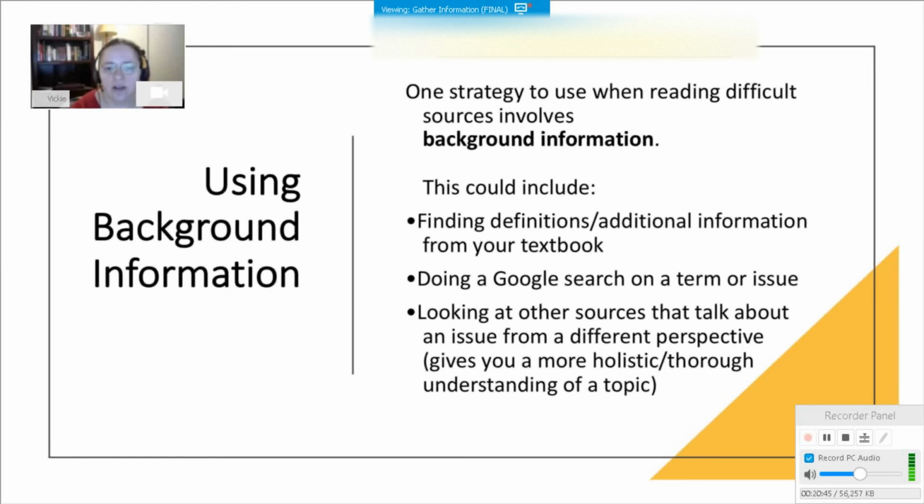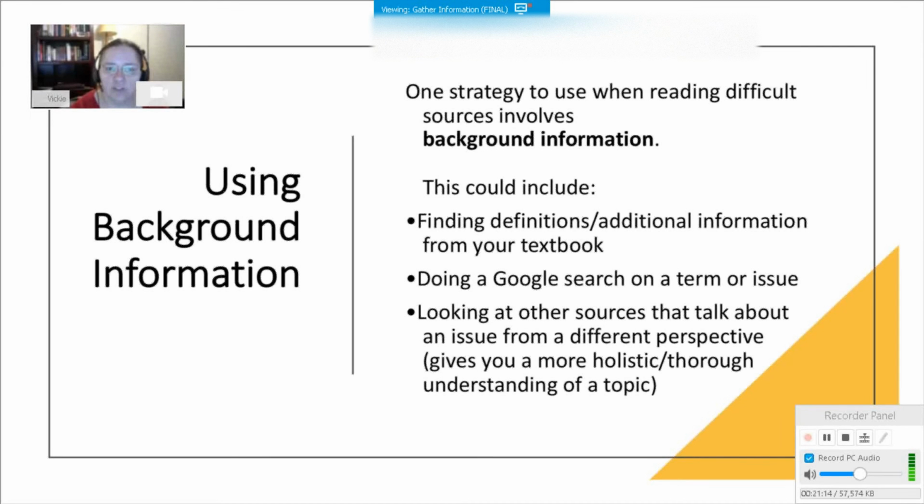Finally, looking at other sources, whether they are scholarly, like articles you can find through the library, or non-scholarly, like a blog you may have found through Google, can be useful to give you a more holistic view of a topic, meaning you understand it better by seeing how many different people are talking about it and what their views are.